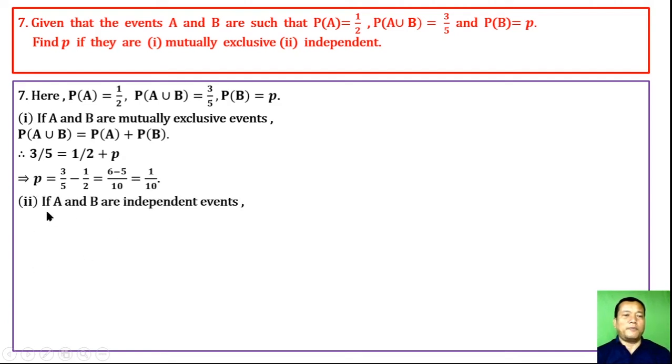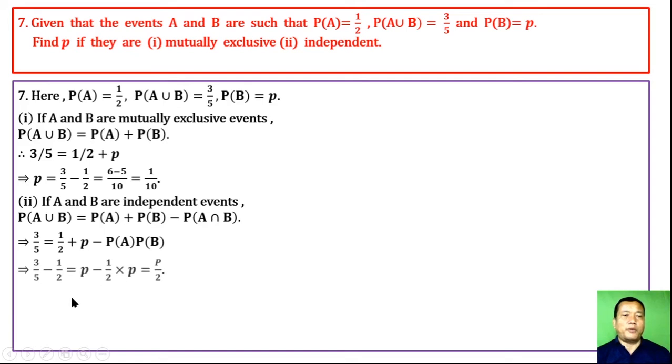For part 2, if A and B are independent events, we have P of A union B equal to P of A plus P of B minus P of A intersection B. And put 3 by 5 for this, 1 by 2 for P of A. For this, we have to express P of A intersection B as P of A into P of B. Again, put P of B is small p, P of A is 1 by 2. Solving this, we get p by 2. Solving, lastly, we get p is 1 by 5. So when the two events are independent, p would be 1 by 5. And when A and B are mutually exclusive events, p should be 1 by 10.